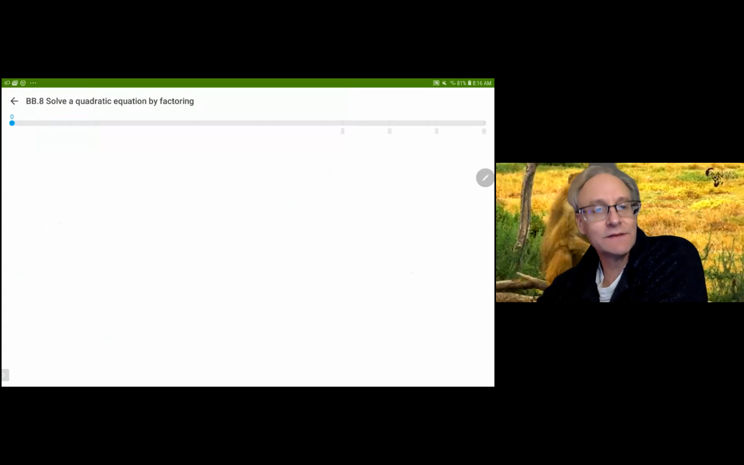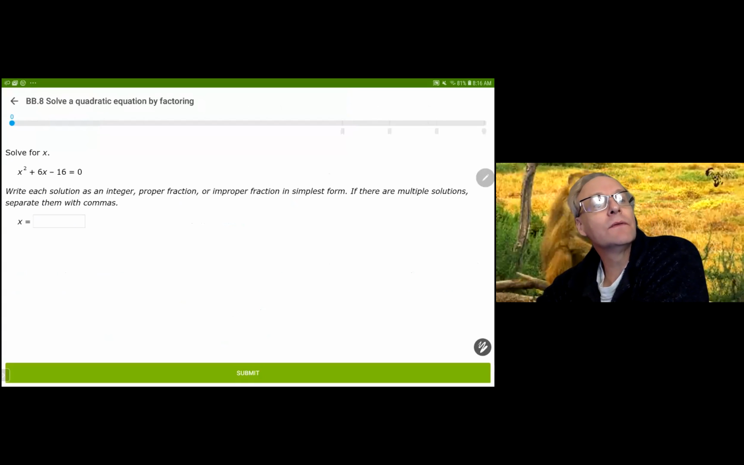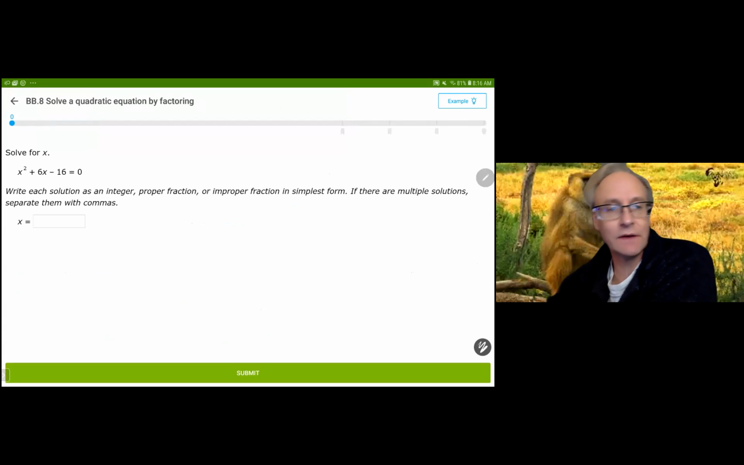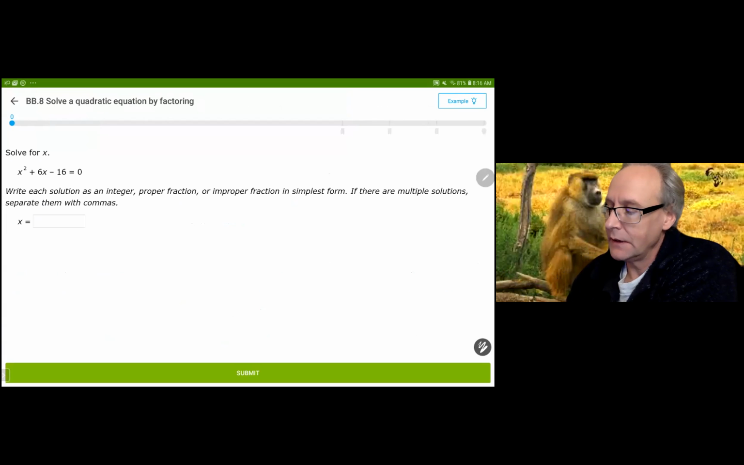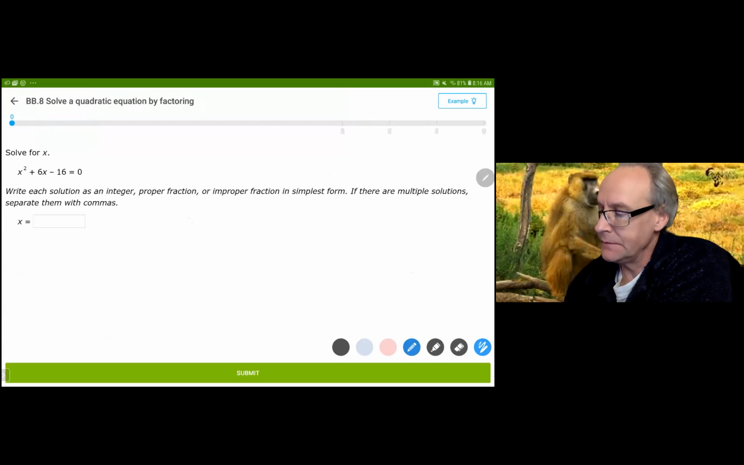So here it is. We are looking for the factors for x squared plus 6x minus 16 equals 0. Because if we can factor it, we don't have to use the other methods for solving this. And the way I like to think of factoring is I like to do my stack method. So I like to write my quadratic, x squared plus 6x minus 16. And I'm going to write down the two x values.